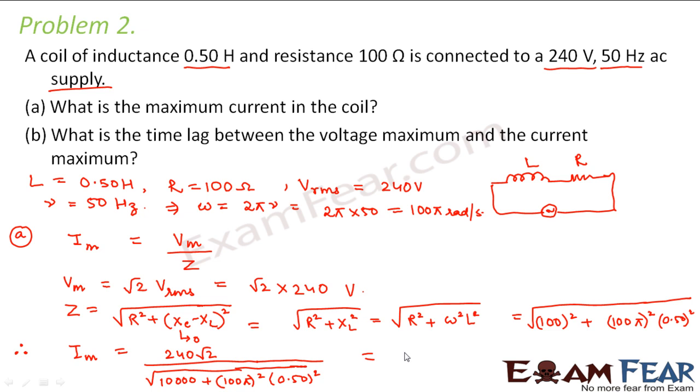So on calculation, this comes out to be 1.82 amperes. So this would be the maximum current in the coil, right? Okay, so now let us look at the second part. The second part says: what is the time lag between the voltage maximum and the current maximum?